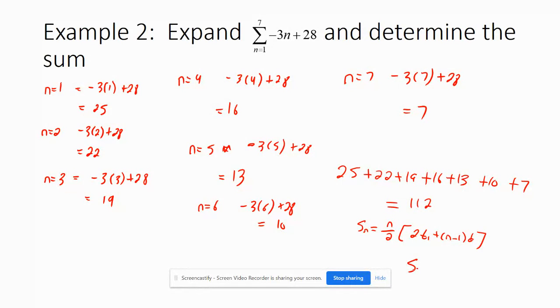So in this case, we're going to figure out S7 is 7 over 2 times 25 plus 7 minus 1 times the common difference, which is negative 3. This gives the same answer of 112 when we do this calculation over here. Okay, so guys, I hope you get how this sigma notation works.